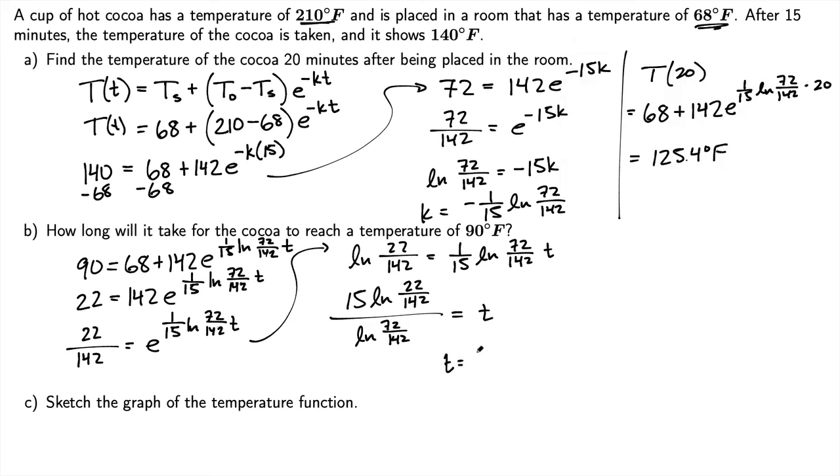So t equals 41.2. And our time units here have been in minutes this whole time, so this is minutes. And we want to make sure that this answer makes sense in the context of the problem. So if we look at our problem, we dropped from 210 to 125.4 in 20 minutes, and we're saying after another 20 minutes, we're now dropping down to 90 degrees. And that seems to make sense to me.